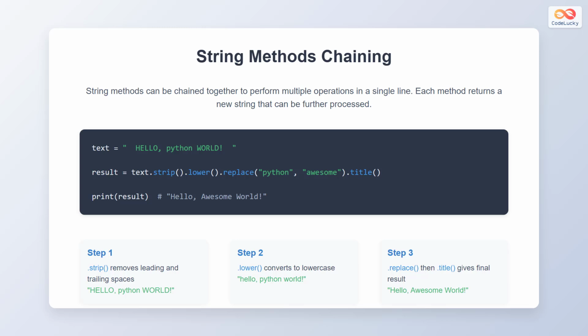First, .strip removes the leading and trailing spaces, so the expression now evaluates to "Hello Python World". Second, .lower converts the expression to lowercase letters, giving us "hello python world". Finally, .replace and then .title will give us the final result, "Hello Awesome World".